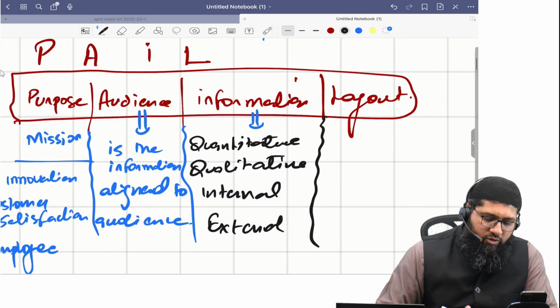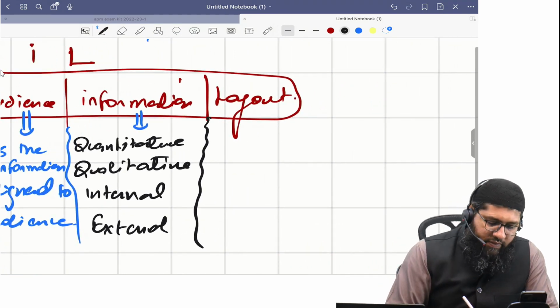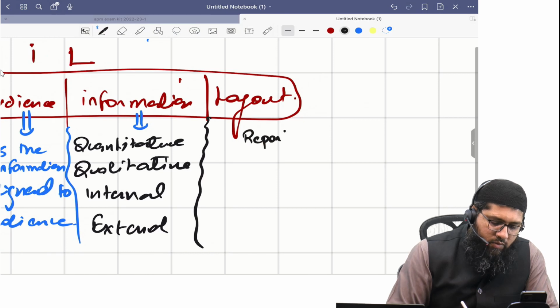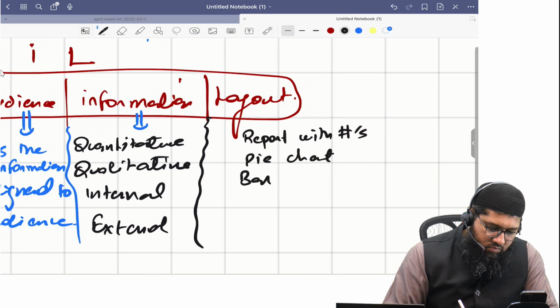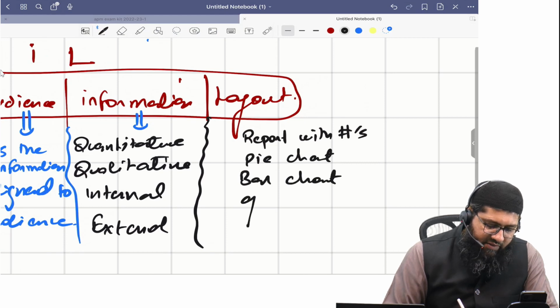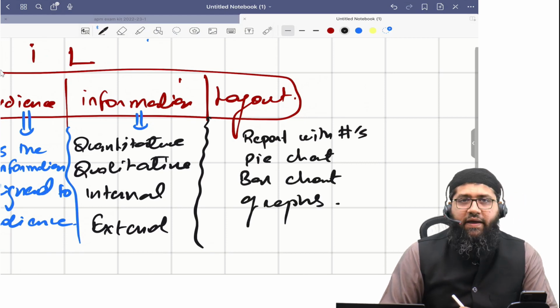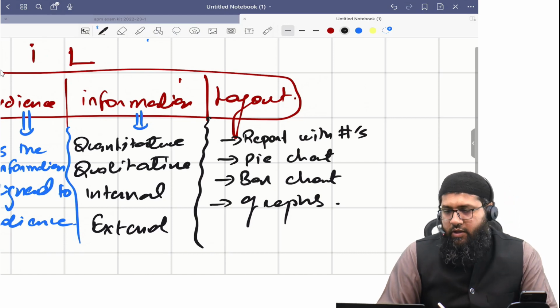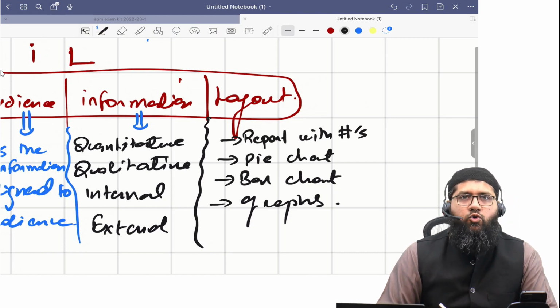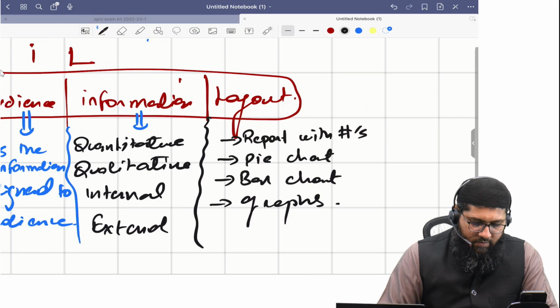And lastly, the layout. The layout is the presentation. The layout talks about the presentation, whether this is just a report with numbers. Is there a pie chart given, bar chart given, other graphs available, etc.? Multiple things that you would have to consider. You get my point? There are multiple things to consider with respect to it.